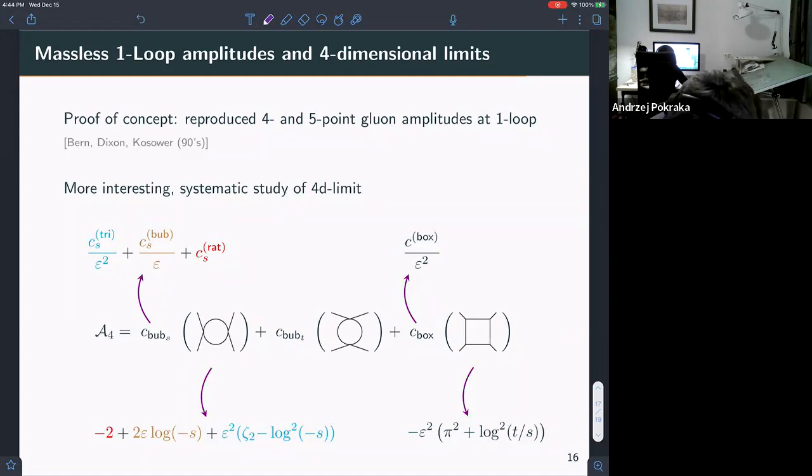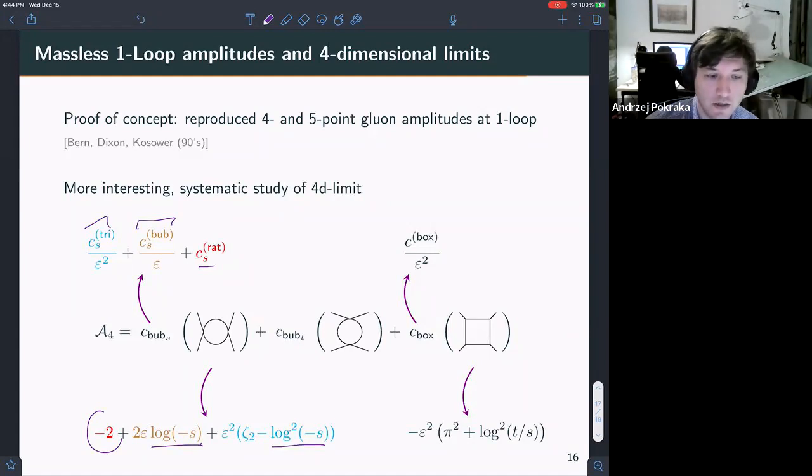So that means that the bubble coefficient contains three pieces of physical information. It contains a rational term, which is paired with this 2 down here. It comes with a bubble, which is pairing with this log, and a triangle, which is pairing with this log squared.